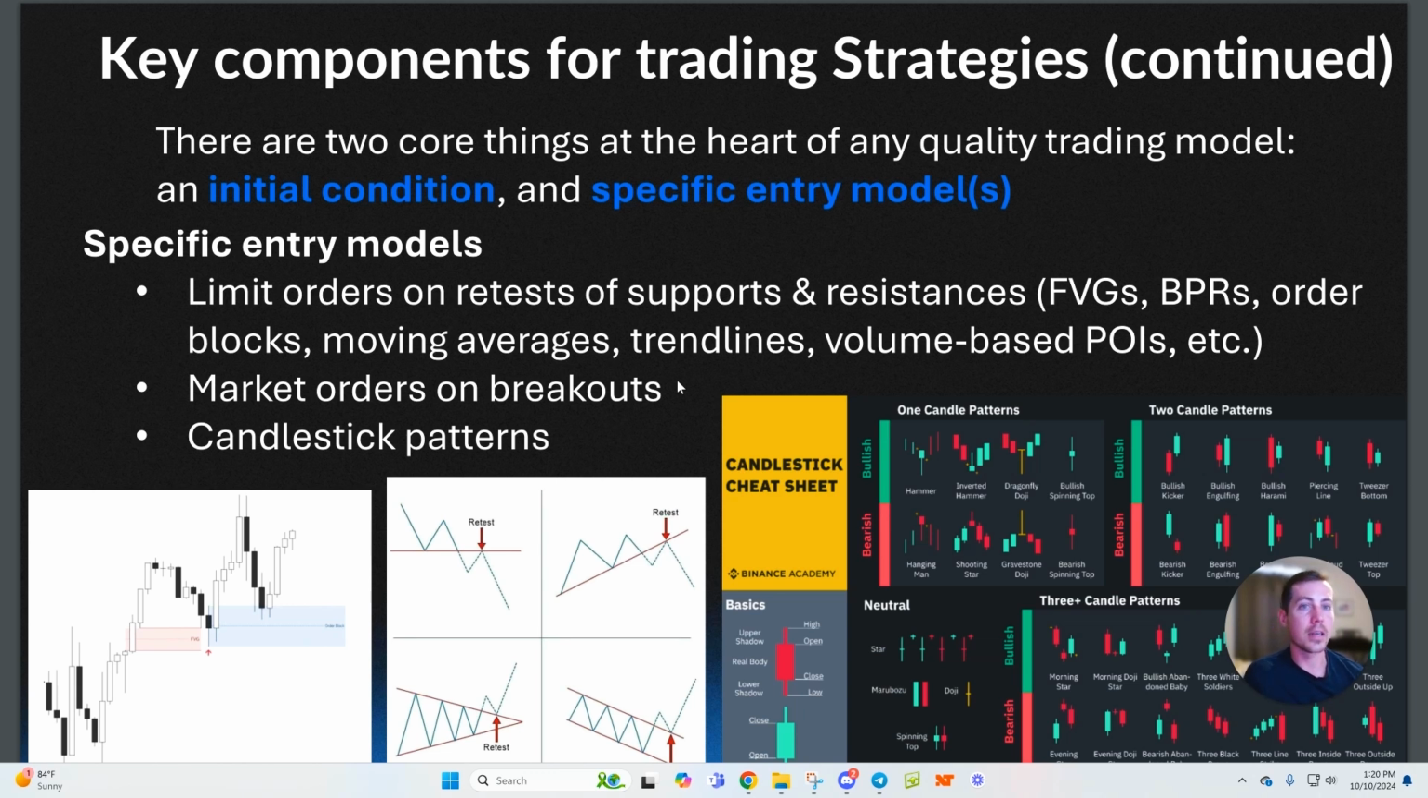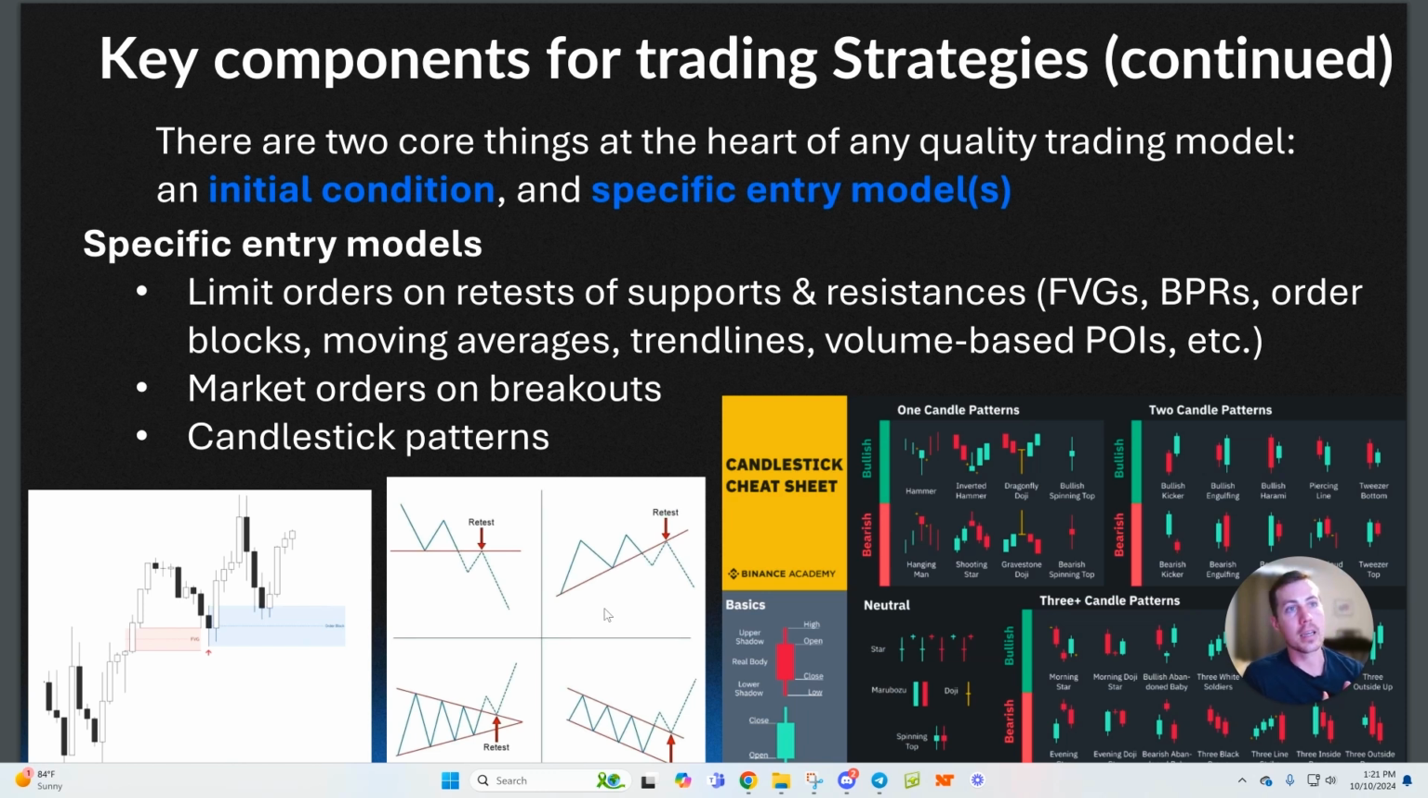And this can look a lot of different ways. I have a couple different graphics here. It could be a retrace into a fair value gap for a continuation to the upside, a retrace into an order block before continuation. It could be a retest of various support and resistance levels, whether it's a horizontal resistance, a trendline resistance, a pattern that's broken out and retested, there's all kinds of different retests you can have.